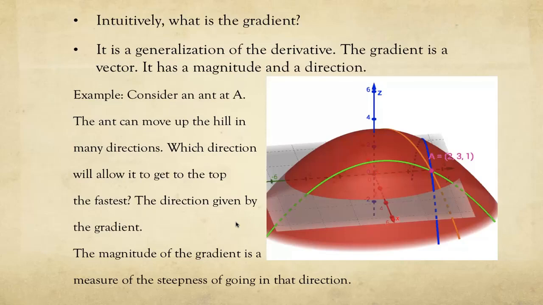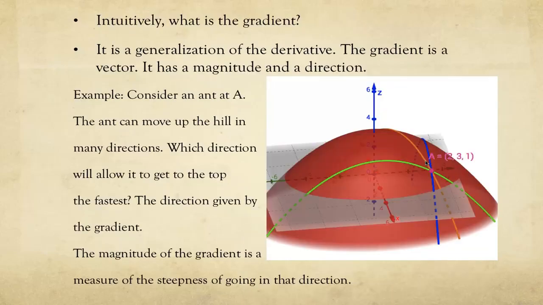Amazingly, it turns out that the direction given by the gradient is the direction that will get the ant to the top of the hill the quickest. The magnitude of the gradient turns out to be a measure of the steepness of going in that gradient direction. So if the ant goes in the gradient direction, it's going to get to the top of the hill the fastest, and the magnitude of the gradient vector tells you the steepness of going in that direction. This is a beautiful geometric interpretation of the gradient, and it's actually a very useful one.